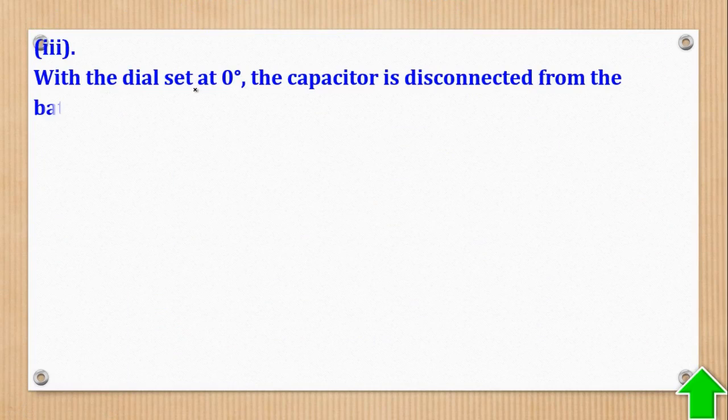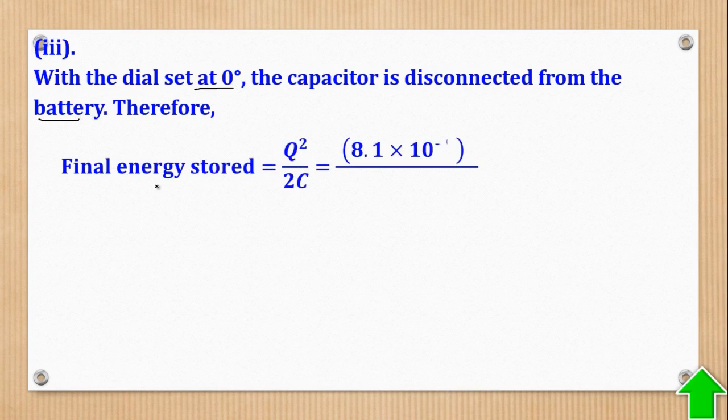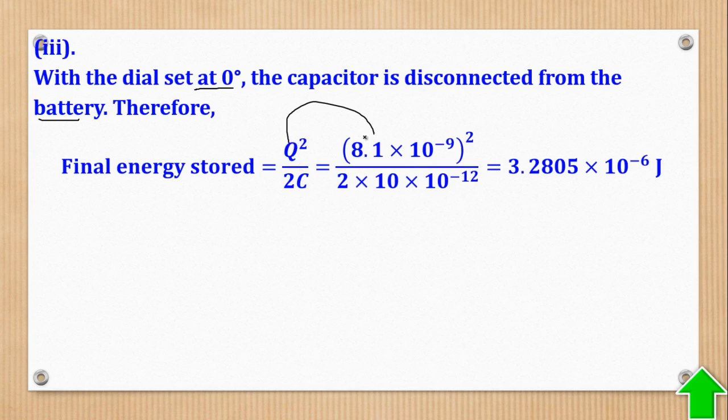So with the dial set at 0 degrees, the capacitor is disconnected from the battery. What does that mean? It implies the final energy will be given by Q squared over 2C. So the charge is this and the capacitance is that. I think that's why we already know this formula.